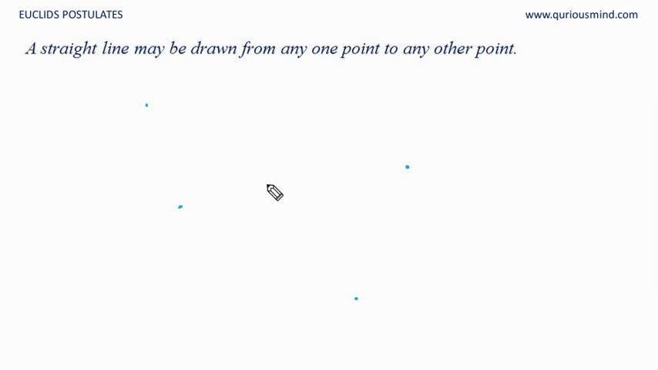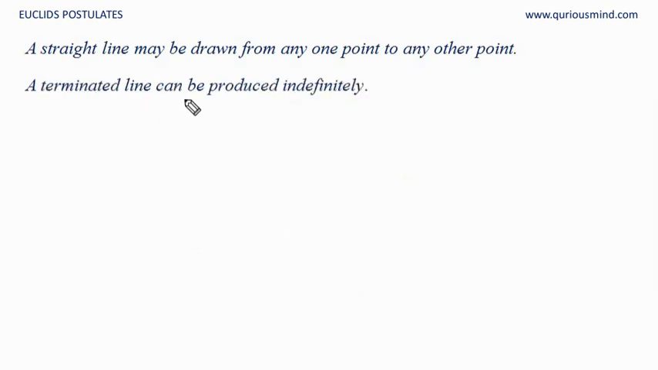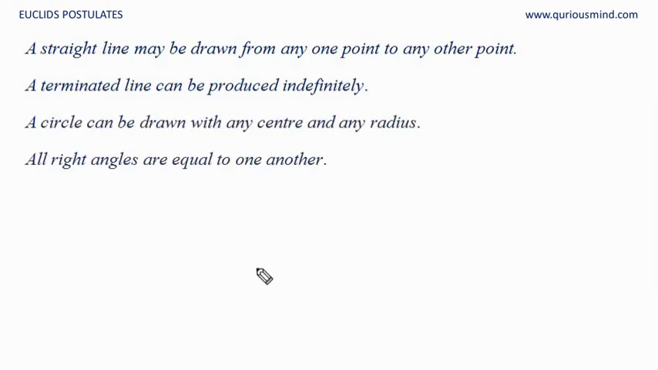Let's look at the second one. A terminated line can be produced indefinitely. A terminated line means a line segment. In today's world, we call it a line segment.